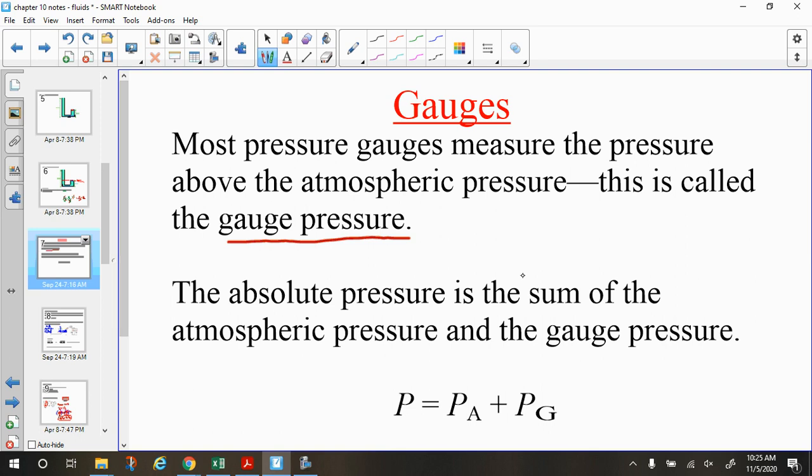So to get an absolute pressure, or the actual pressure of your tires, you would have to take the atmospheric pressure and add it to the gauge pressure, because the gauge pressure is equal to the actual pressure of your tire minus the pressure of the atmosphere, since it's a difference in the two. So if you add the pressure of the atmosphere to the other side, you get that your pressure is equal to your atmospheric pressure plus your gauge pressure. Okay, that is all.